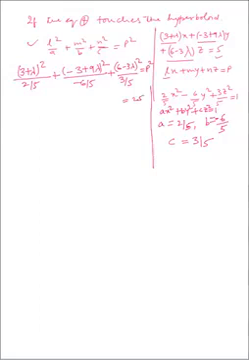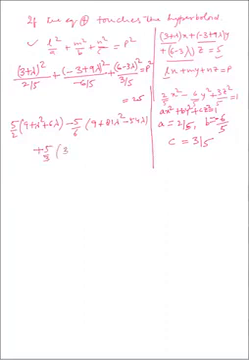We simplify this. It comes 5 upon 2, 9 plus lambda square plus 6 lambda, then minus 5 upon 6, 9 plus 81 lambda square, then minus 54 lambda plus 5 upon 3, 36 plus 9 lambda square minus 36 lambda is equal to 25.